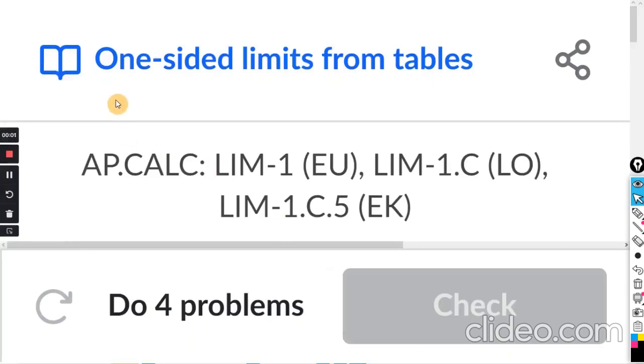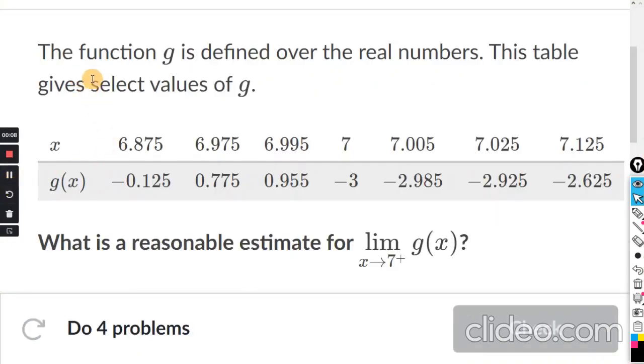This will be for the con exercise, one-sided limits from tables. Okay, it says the function g is defined over the real numbers. This table gives select values of g. So here is the row with the x values, and the bottom is g of x, or the y values. What is a reasonable estimate for the limit as x approaches 7 from the positive side of g of x?